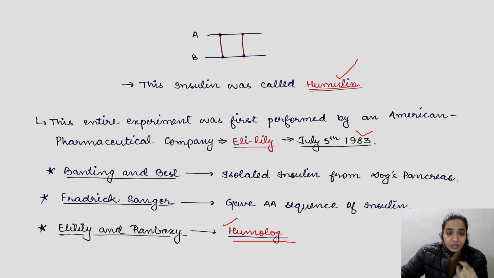Okay, these are important. And when we talk about genetically engineered insulin, there are some scientists whom it is important to remember. First is Banting and Best. What did they do? They isolated insulin from dog's pancreas. And Frederick Sanger gave the amino acid sequence of insulin.